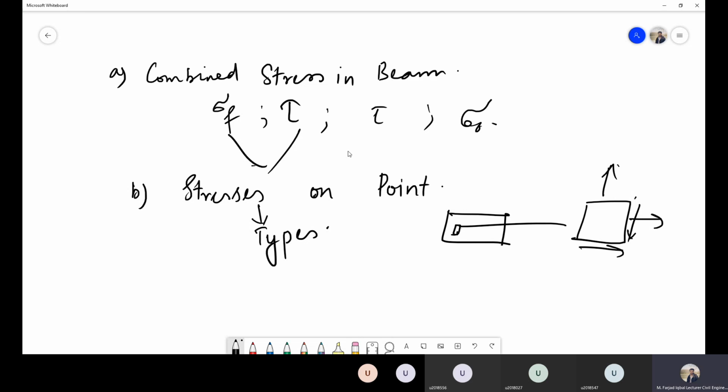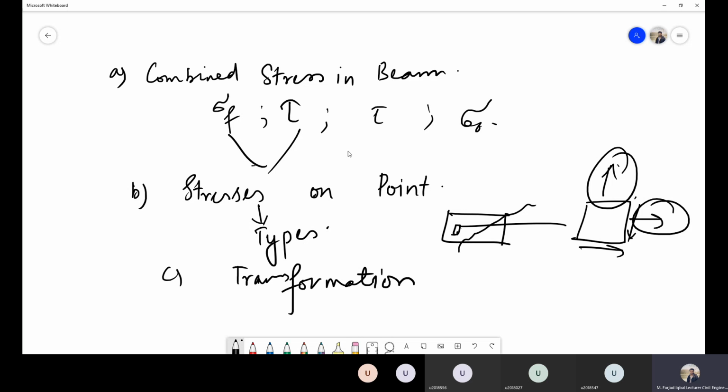Then we will transform. For example, this is an element that we have cut at 90 degrees to the plane of the beam. If we have another element that is at some inclination to the beam axis and we want to calculate the stresses on this inclined axis, for that purpose we have to study the transformation of these stresses. If we have the stresses at 90 degrees to the element and we want to transform them to some axis inclined to these 90 degree axes, then we have to study the methods to transform these straight stresses to the inclined stresses.